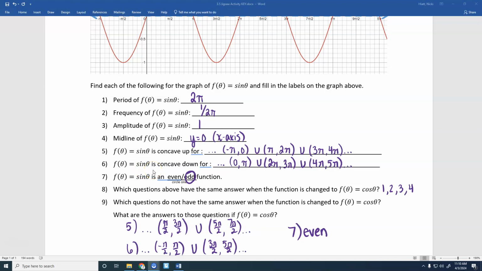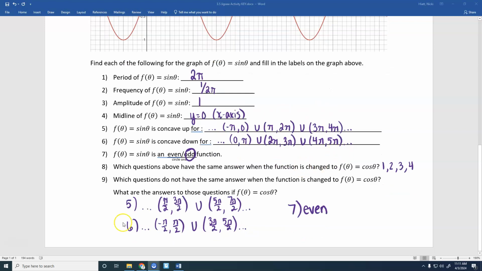8 and 9 ask you what all these answers would be if we switched it to cosine. So 1, 2, 3, and 4 are all going to be the same. You'll get the same answer for cosine for those. There was a little question I heard over frequency. Frequency is just the reciprocal of period. It's just period flipped. So it is also going to be the same, because if period's the same, frequency has to be the same.